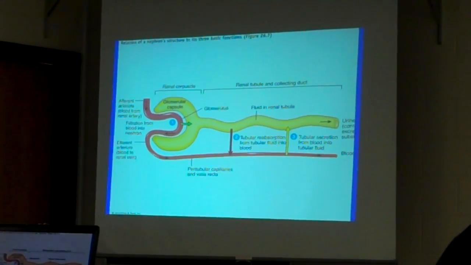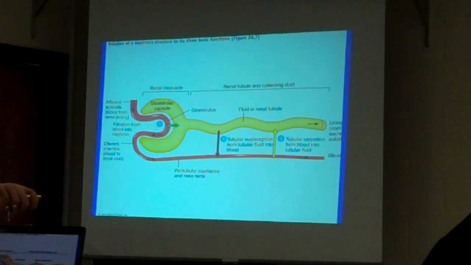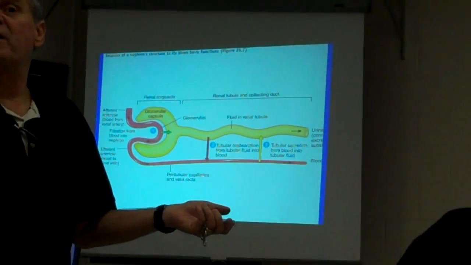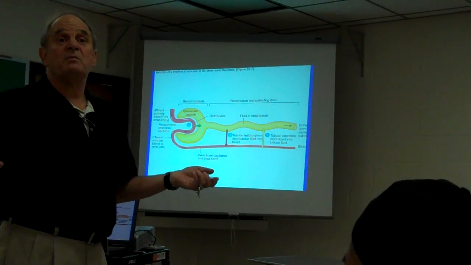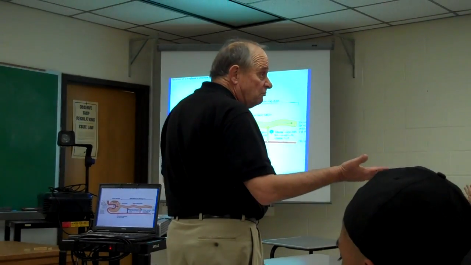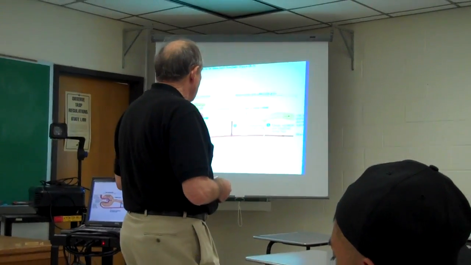Alright, so filtration of blood into the nephron. So we've got three things we're going to talk about: filtration, reabsorption, and tubular secretion. I've mentioned these things barely. I mentioned them in 24-1 in the lab when we did the slide of the kidney. We didn't go into it, but I mentioned them. Now we're going to go into it.